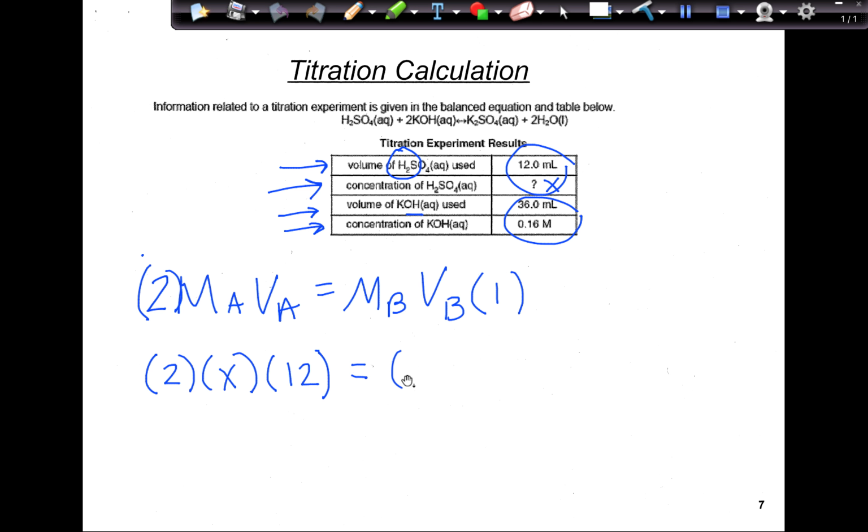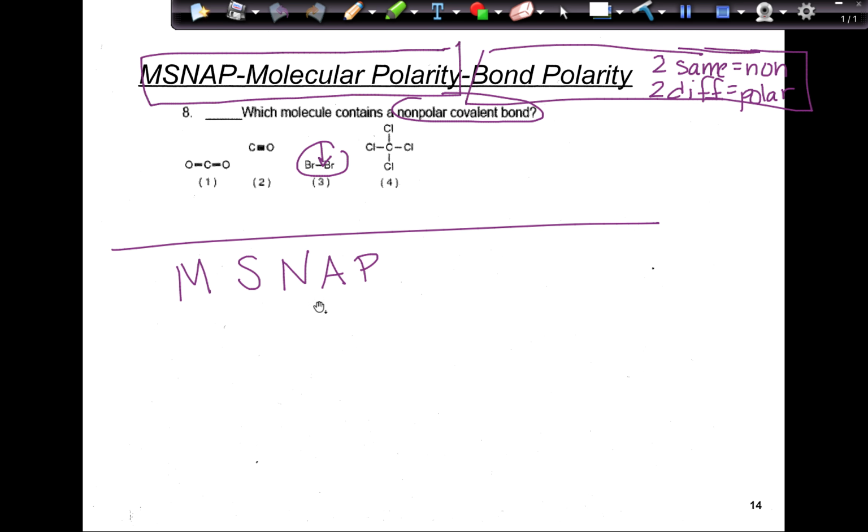For MSNAP, for molecular polarity and bond polarity, remember MSNAP is only about molecular polarity. Bond polarity has to do with two same, is nonpolar bond, two different is a polar bond. So bond polarity and molecular polarity are two different things. Nonpolar covalent bond has to be two of the same. But if we want to talk about molecules, for molecules, symmetrical is nonpolar, asymmetrical is polar.